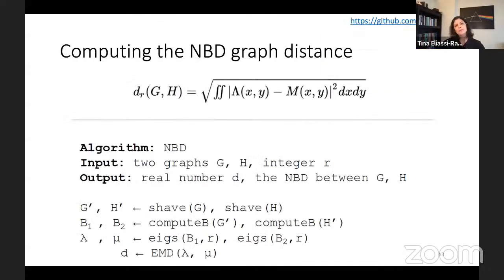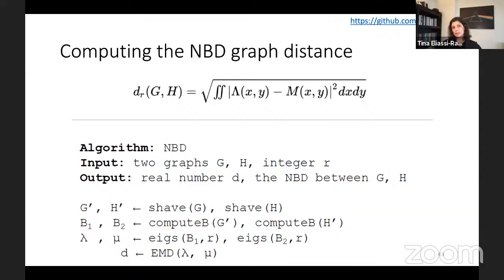So then to compute the non-backtracking distance of a graph, you give me two graphs. You can give me the integer r in terms of how many eigenvalues I should compute of each graph, or I can use my heuristic to set r automatically. And I will give you a real number d, that is the non-backtracking distance between the two graphs. And the algorithm is what you're seeing here, which is I take the two graphs you give me, I shave them down to their two cores, I compute the non-backtracking matrix for each one.